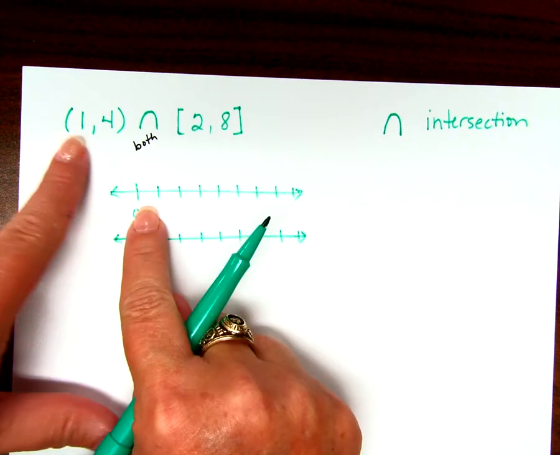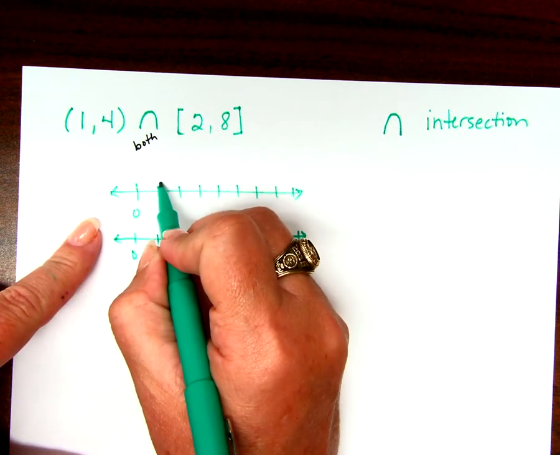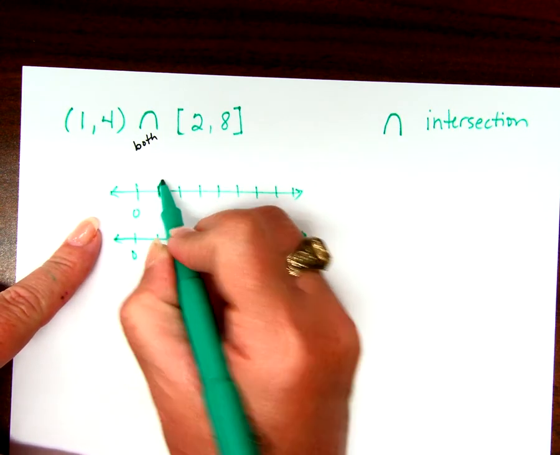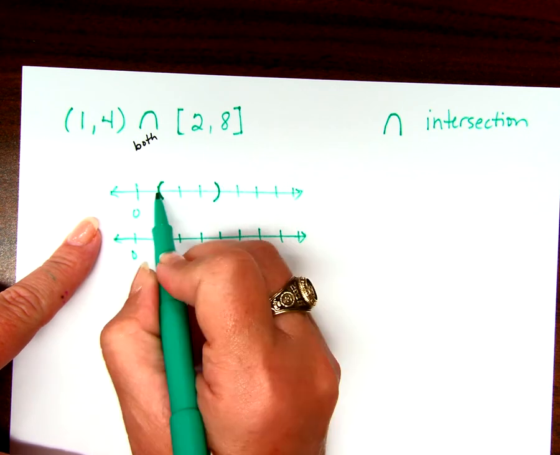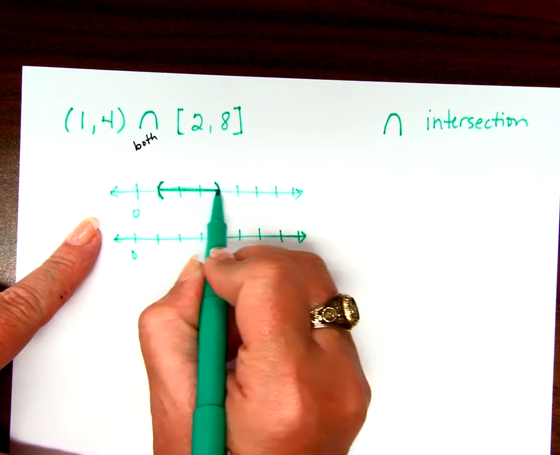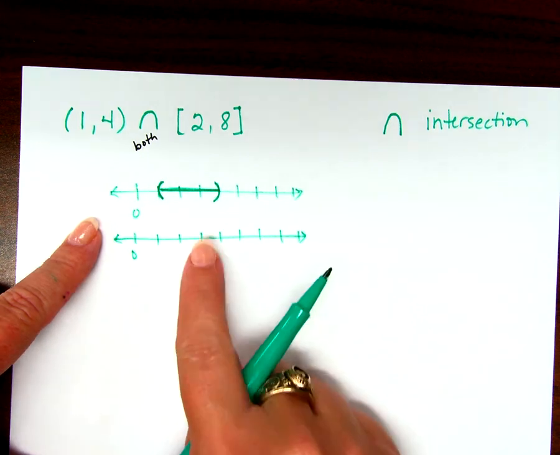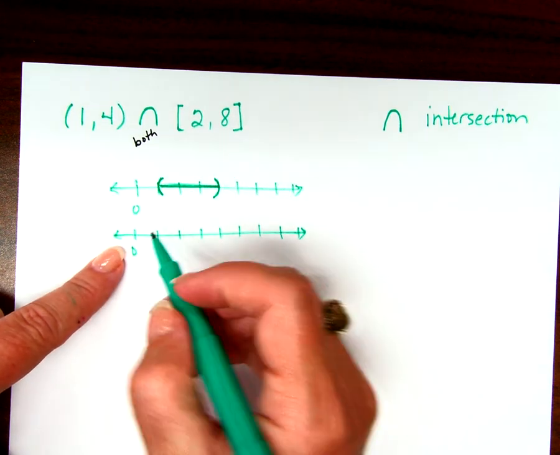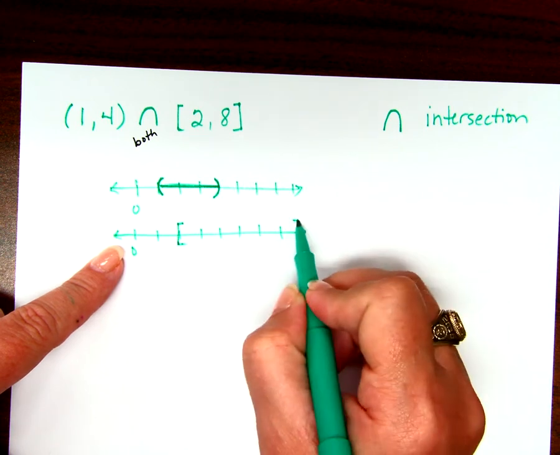Okay, so the first one, 1 to 4. What does that look like? Or parentheses, right? 1, 2, 3, 4. 1 to 4. You see that right there? Yeah? What does 2 to 8 look like? So bracket on the 2 and bracket on the 8, right?